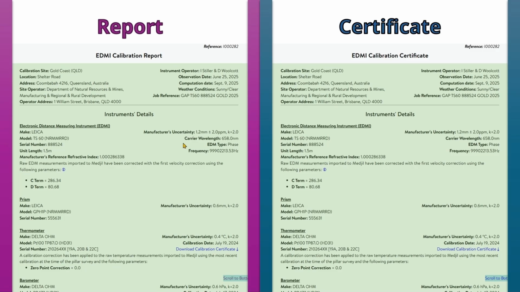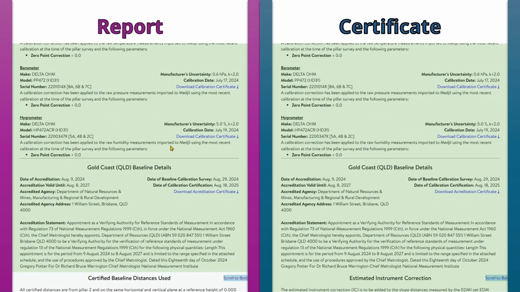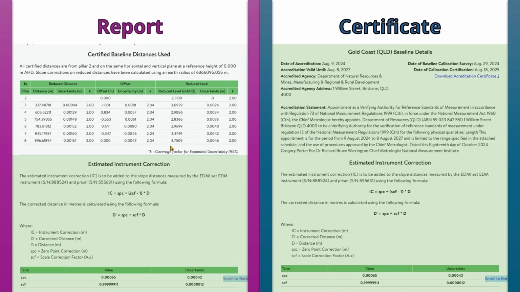We've got our instrument details here. Then we have some specific baseline details. So in this case, this is the Gold Coast baseline. Next. So here is a first example of a difference. In the report, it shows the certified baseline distances from the Gold Coast baseline that have been used in the EDM instrument calibration, whereas the certificate skips this.